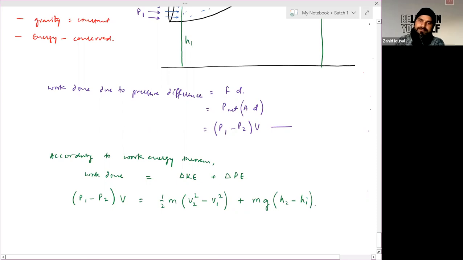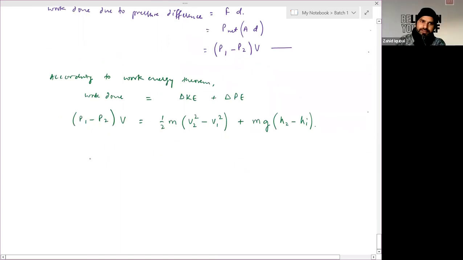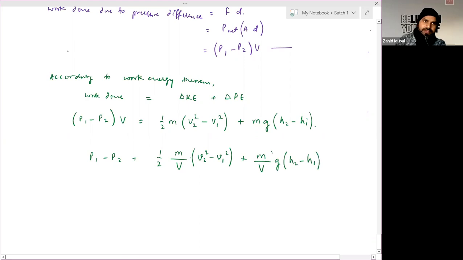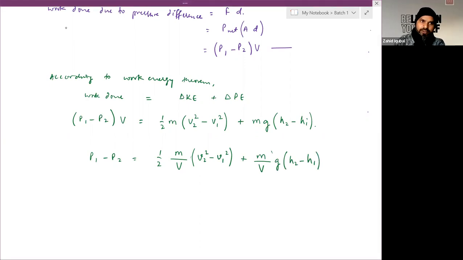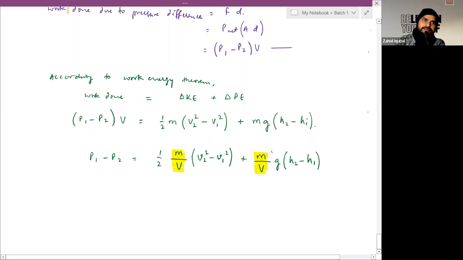Hamza, is it clear? Yes, sir. Now move this volume to the right side. So you will get P1 minus P2 equals half, mass divided by volume, multiplied by (V2 squared minus V1 squared), plus mass divided by volume, g, (H2 minus H1). In this part, this quantity, mass divided by volume, will become nothing but density.